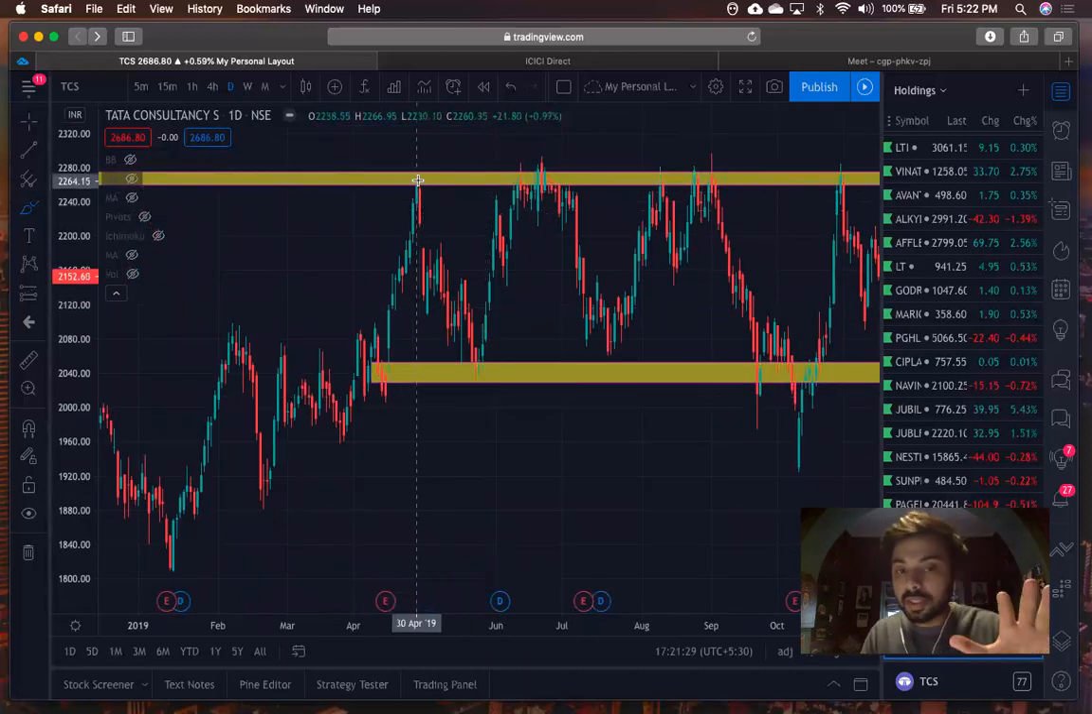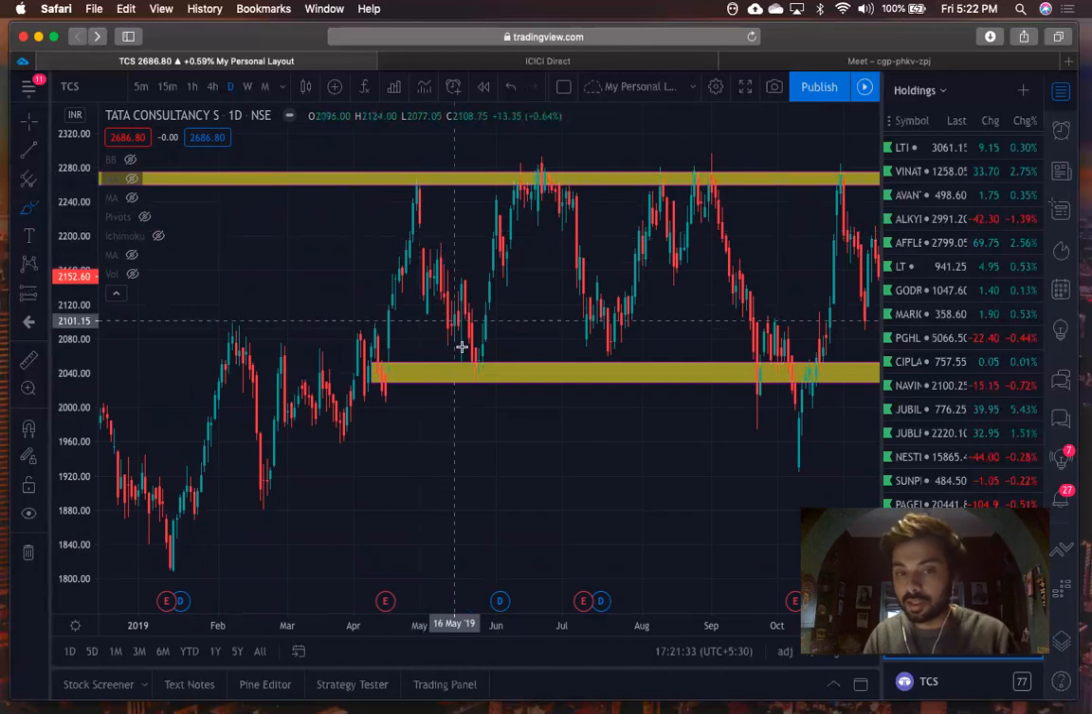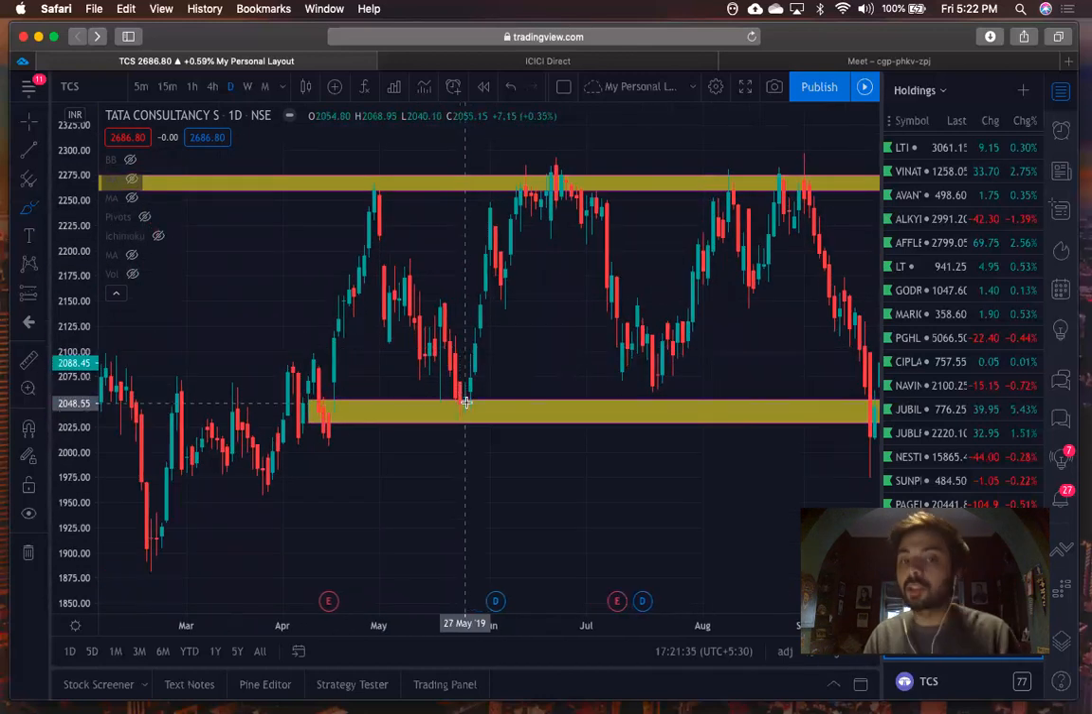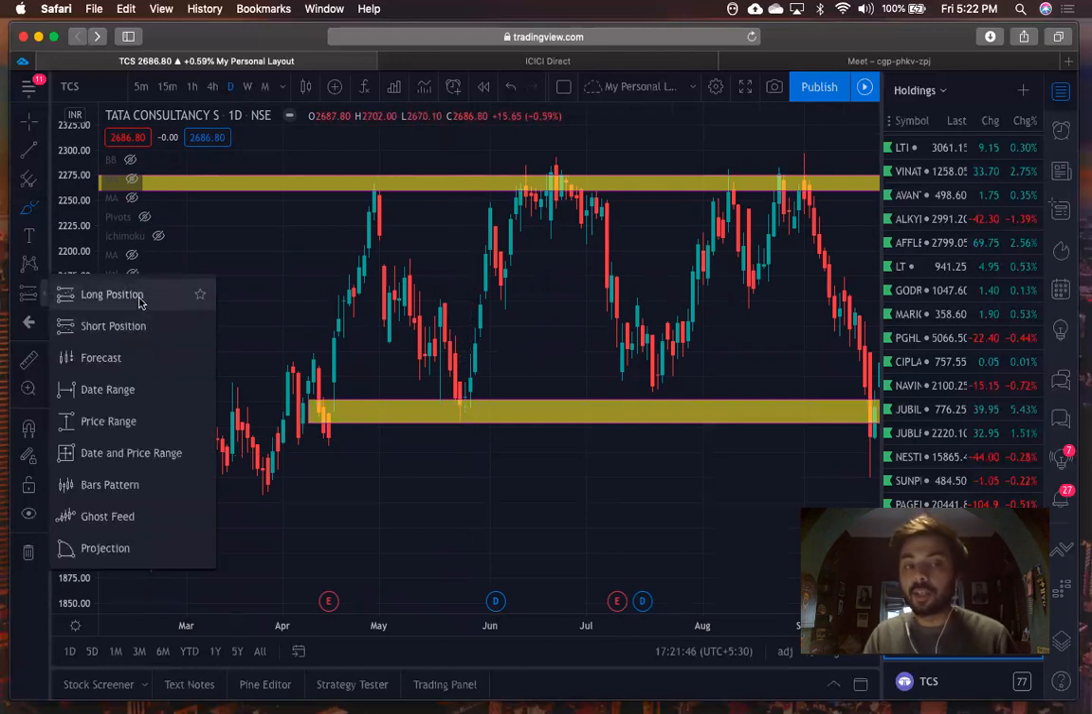You see your prices driving all the way to support from 2250 on Tata Consultancy, but it doesn't mean you just buy because you're at support. The reason people buy at support is because they can get a very, very small stop loss. So if I can show you the targets, how my trade would be placed.